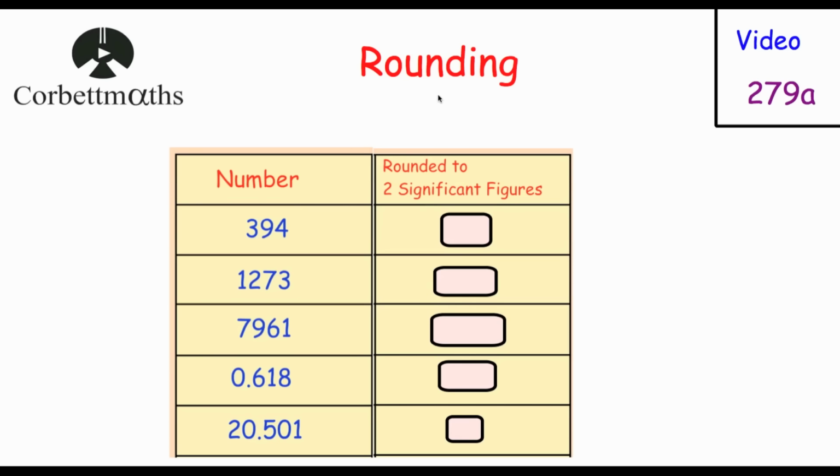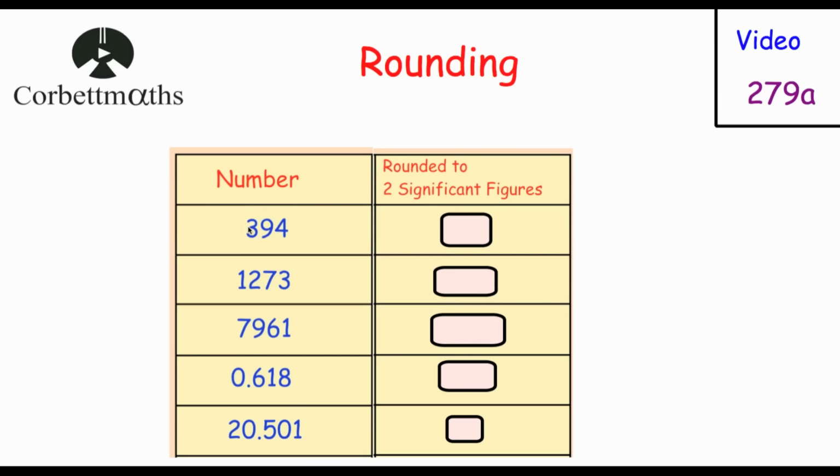Okay, let's have a look at our next topic, and our next topic is rounding, which is video 279A in Corporate Maths. Now in M1, we have to round to one significant figure. In M2, we may have to round beyond that, so maybe 2 or 3 significant figures. So let's round these numbers to 2 significant figures.